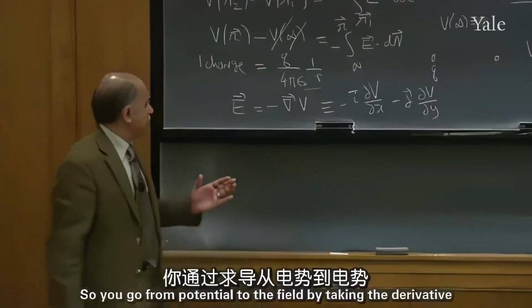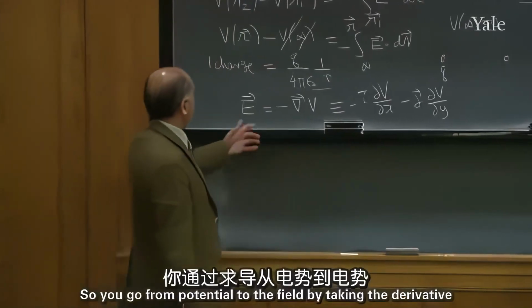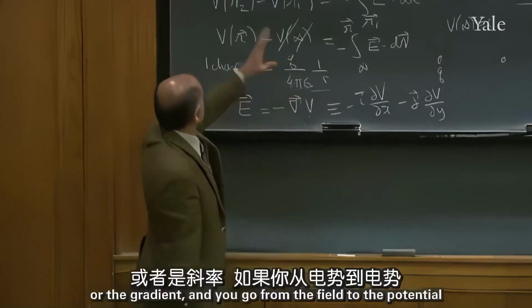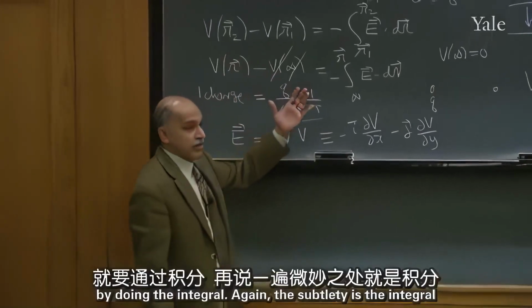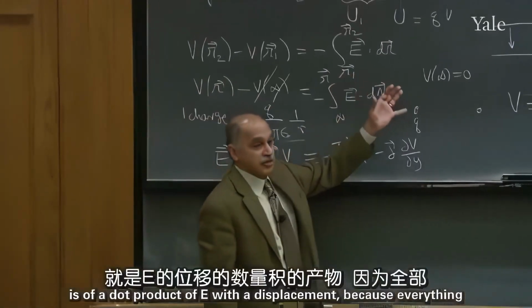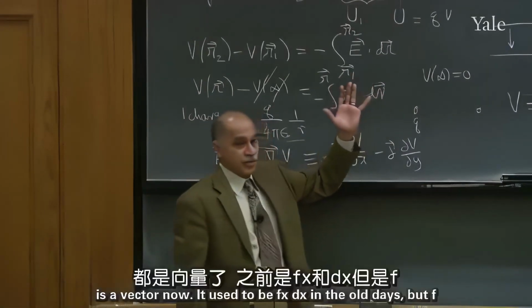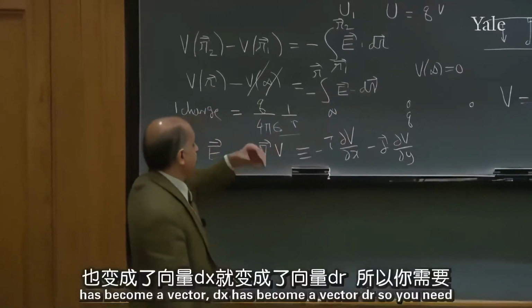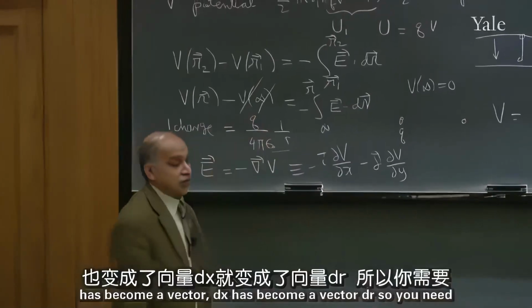So you go from potential to the field by taking the derivative or the gradient, and you go from the field to the potential by doing the integral. Again, the subtlety is the integral is of a dot product of E with the displacement because everything is a vector now. It used to be F x dx in the old days, but F has become a vector, dx has become a vector dr, so you need the dot product.